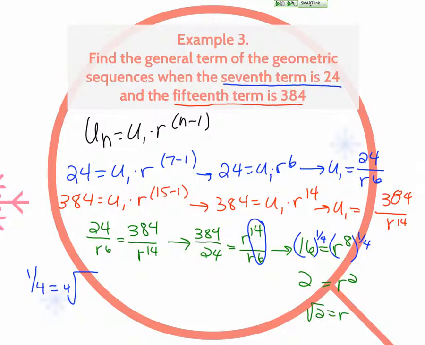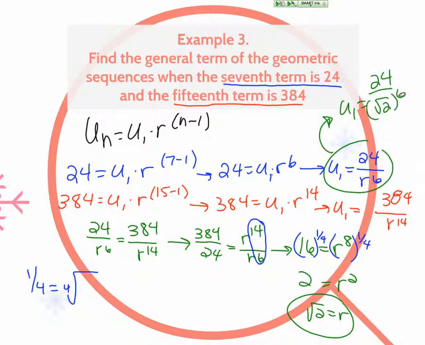So now that I've got the common ratio, how do I figure out my first term? Yeah, you can plug it in wherever you want. I'm actually going to plug it into this one. So then my first term is equal to 24 divided by the square root of 2 to the 6th power. What's the square root of 2 to the 6th power? What do you guys get? It is 8. So I end up with 24 divided by 8, which is 3.